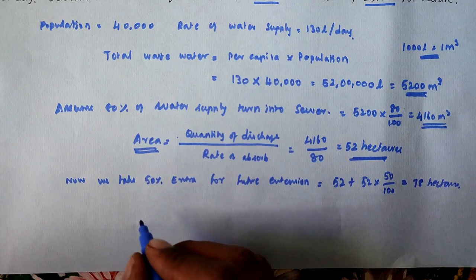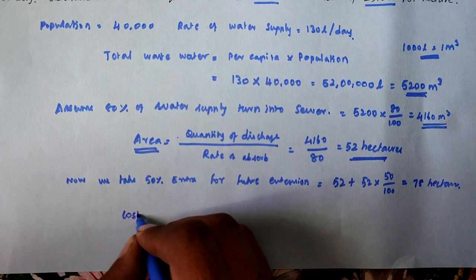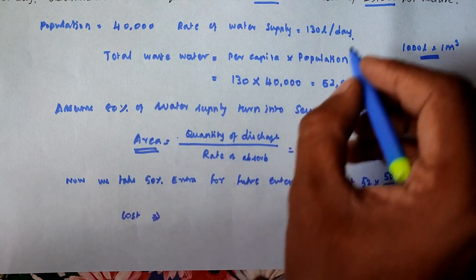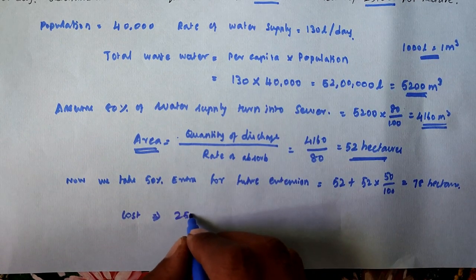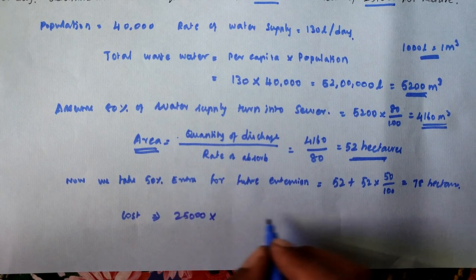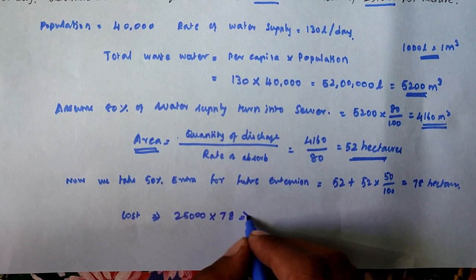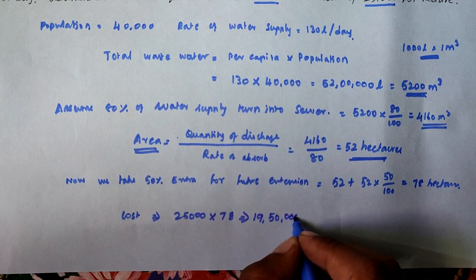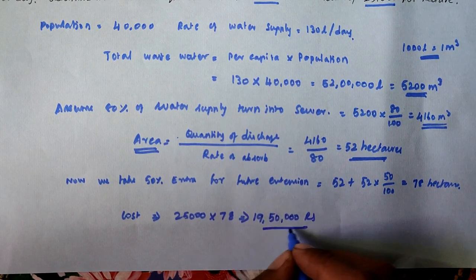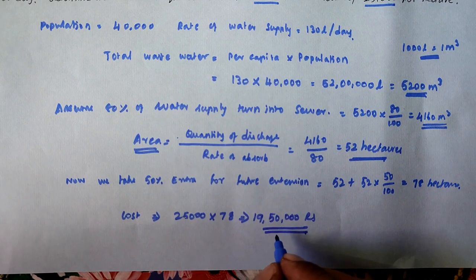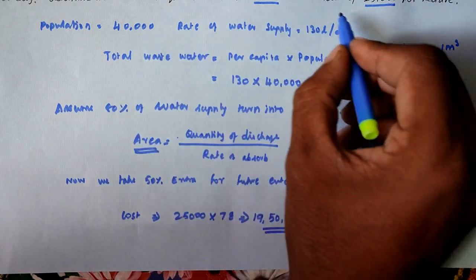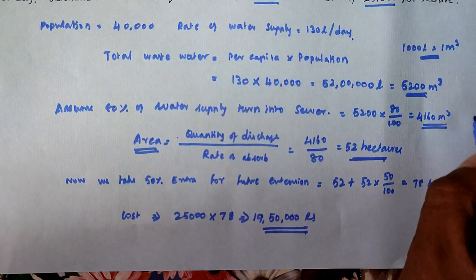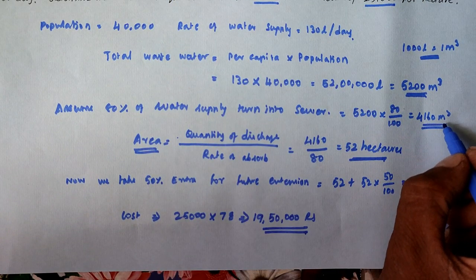Now the cost for disposal. The cost is 25,000 per hectare, into 78 hectares. So the total cost is 19,50,000 rupees. So this is the cost required for the disposal of 4160 m3 of wastewater.